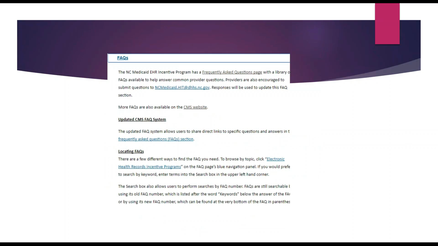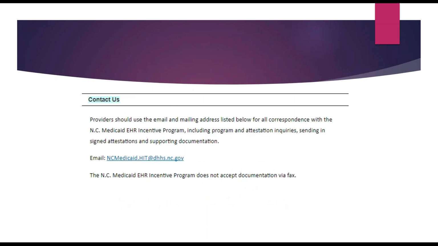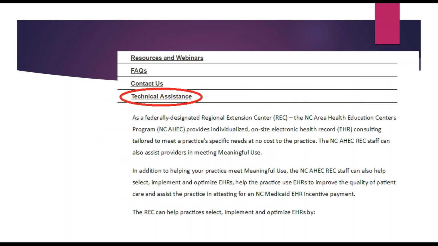The FAQ tab will take you to our FAQ page and CMS's FAQ page. The Contact Us tab gives you our email address that you can use to contact us anytime. Finally, the Technical Assistance tab gives all the contact information for our technical assistance partners, the NC AHEC. It's on this tab that you'll find the AHEC's primary contact information and the contact information for each regional AHEC.